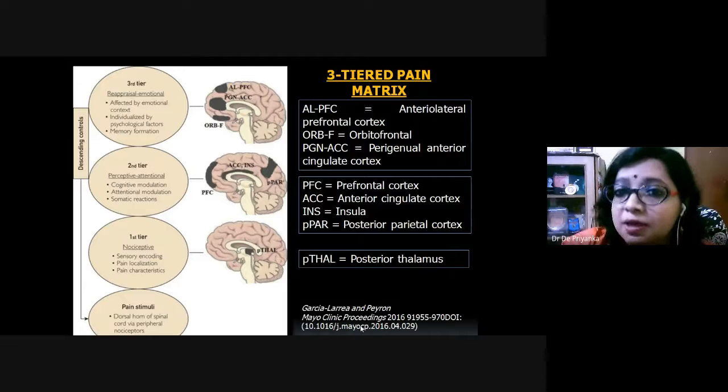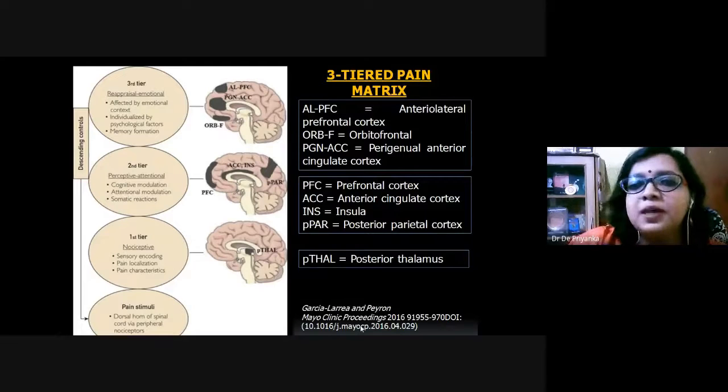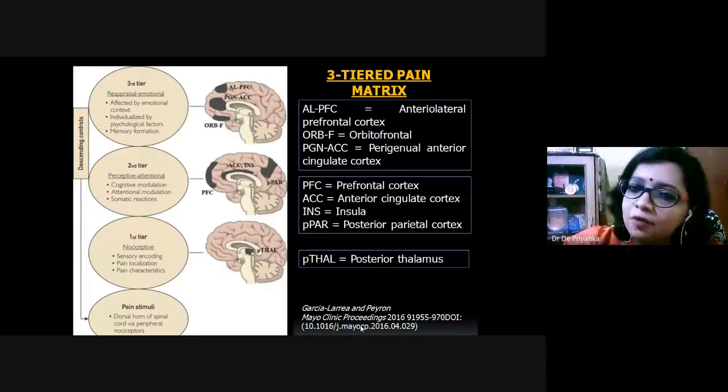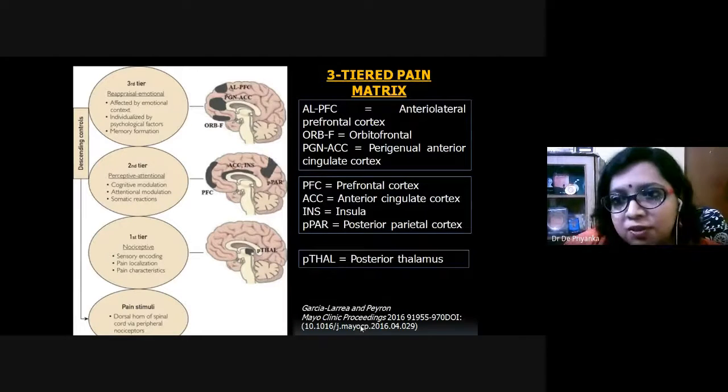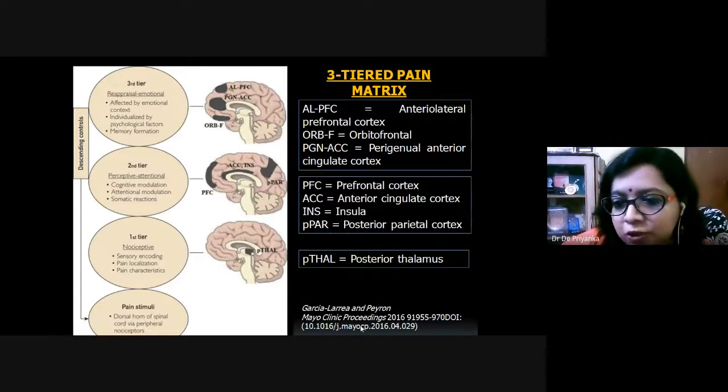So these are the different types of descending controls coming from the spinal cord through the various parts of the brain. And finally, modulation happens again at the level of the spinal cord, which helps you interpret how the pain will ultimately be modulated in your entire body structure.